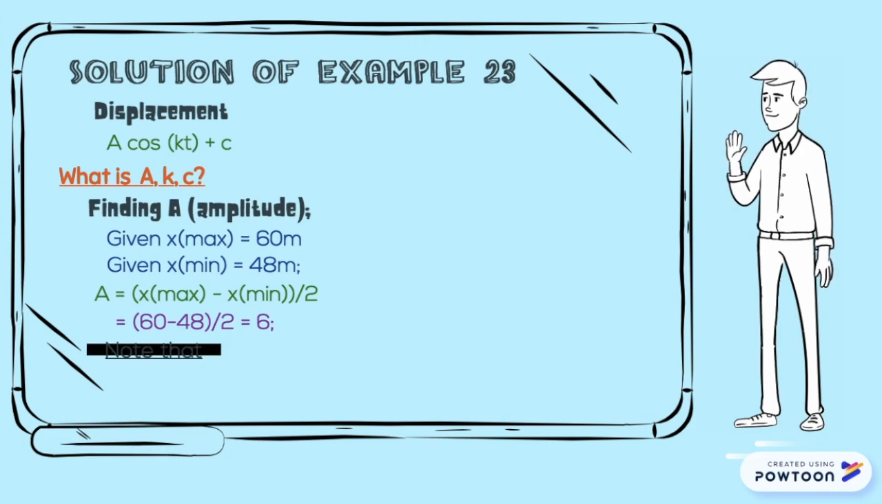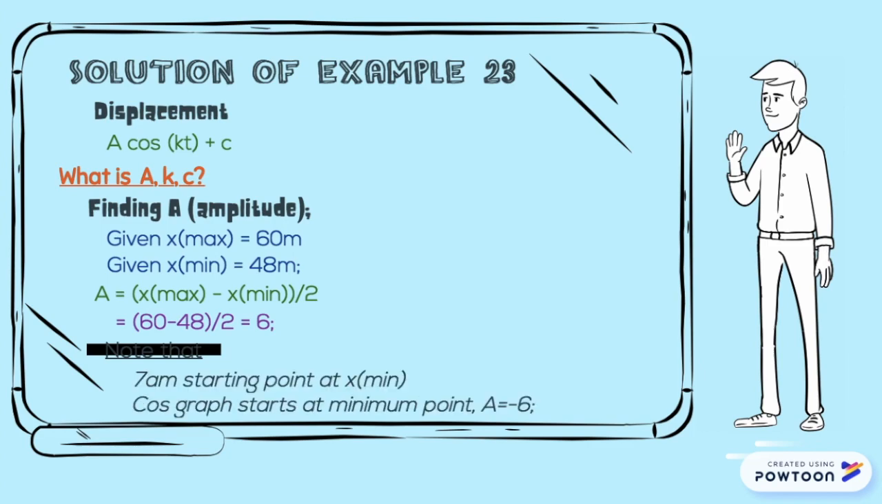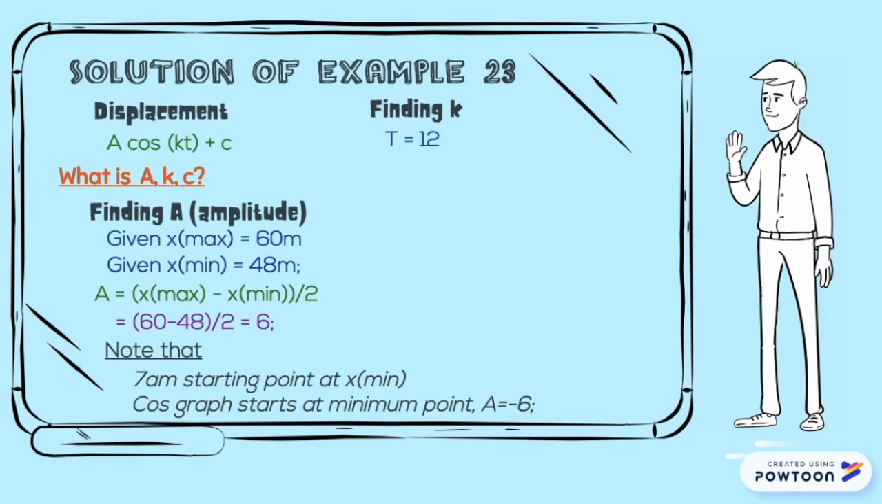One thing to note, however, is that in the question we take 7 a.m. to be the starting point, and thus the equation starts from the lowest part of the graph, which is the minimum displacement. So our cos graph will be an upside down cos graph, and thus our amplitude must be negative 6. Now we can find k. We know that the period T is equal to 12. We also know that k is equal to 2 times pi times frequency, which can be rewritten as 2 times pi over the period, and since the period is 12, we have 2 pi over 12, and thus k is pi over 6.